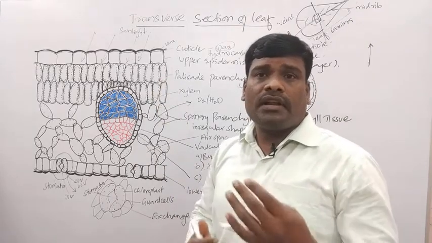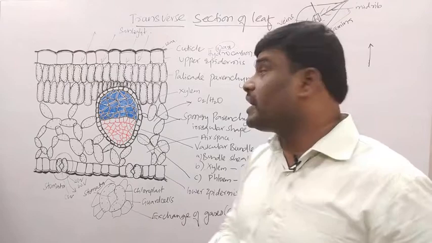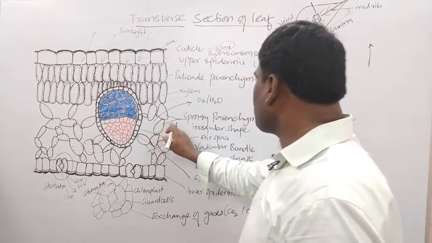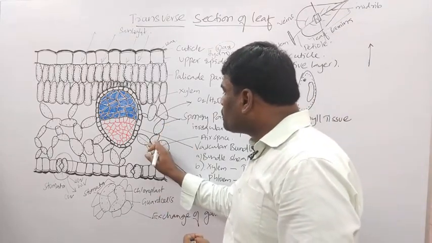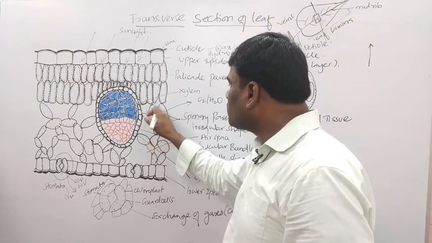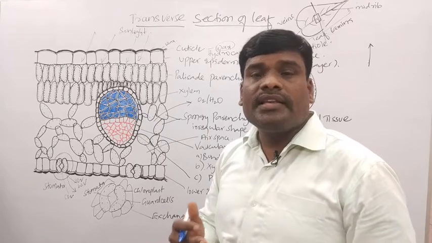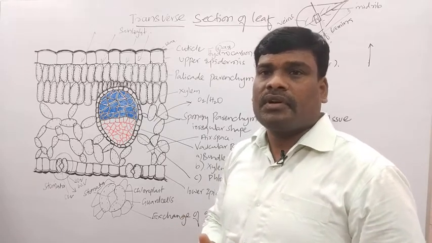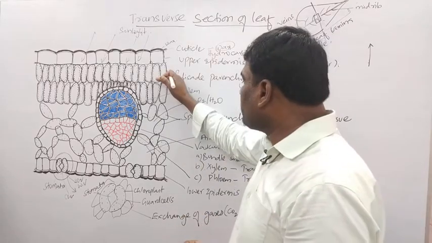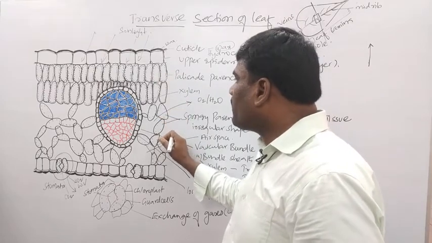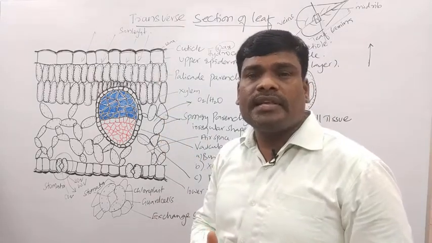Okay, and if you observe the whole structure, children, we can see that in the palisade parenchyma there are a number of, what, children? Chloroplasts. But in this spongy parenchyma, children, we can also see the, what? Chloroplast. Got it? But their number is less.